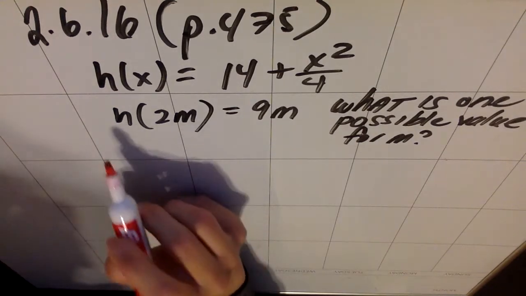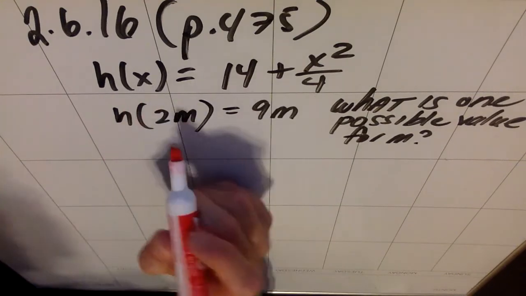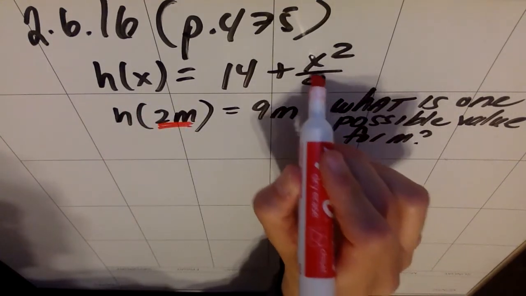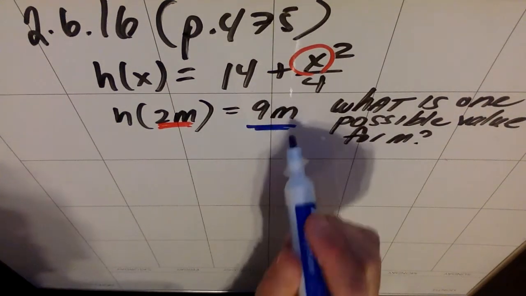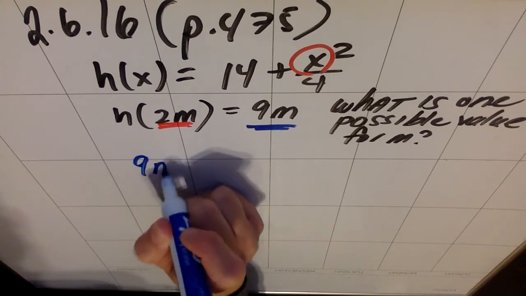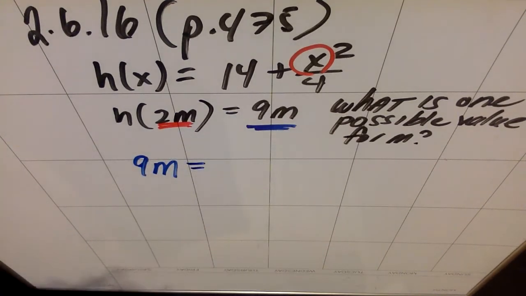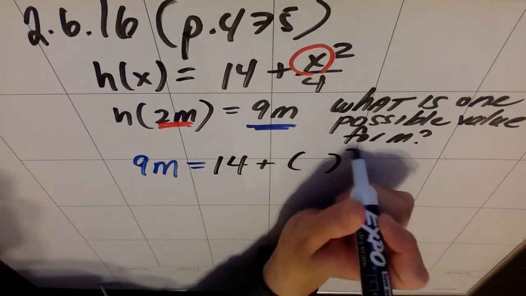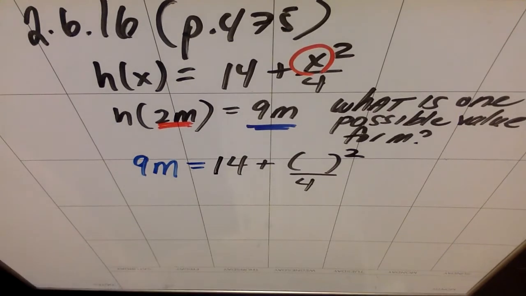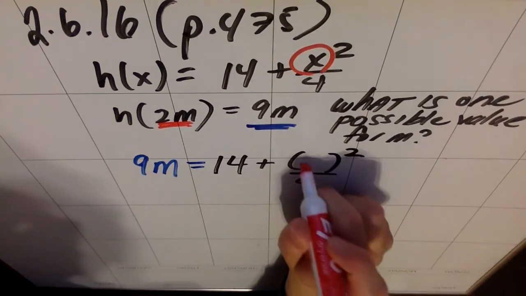When you see this function notation, h of x, that means that whatever's in here is going to get plugged in for my x, right? And then the stuff on the other side, this is my y. So what's going to happen is I'm going to get 9m equals, and then I'm going to plug in a quantity 2m anywhere I saw an x. So it was a whole quantity x squared over 4, right? So I'm going to plug in a 2m whole quantity, and it's going to get squared.